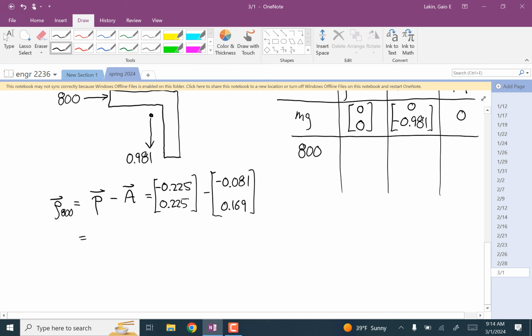And so that rho vector comes out to be negative 0.225, positive 0.225, minus negative 0.081, positive 0.169. And so what I get for this rho vector is negative 0.144, positive 0.056.